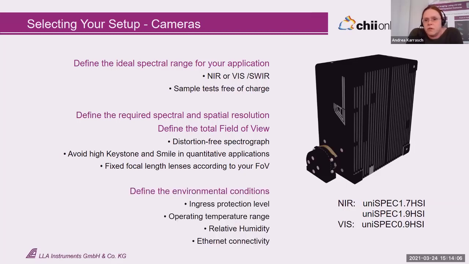And as a last point regarding the camera hardware, you will need to define the environmental conditions, meaning something like an ingress protection level, the operating temperature range where the camera should be operating, as well as the relative humidity, and some other things like how do I connect the cameras to the overall plant communication. Do I need Ethernet connectivity, because this enables long connection distance.